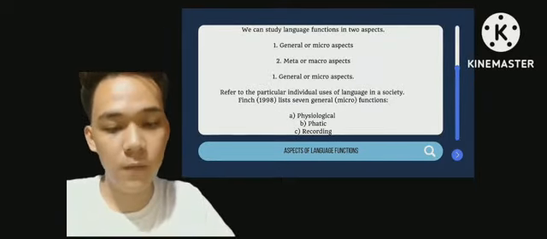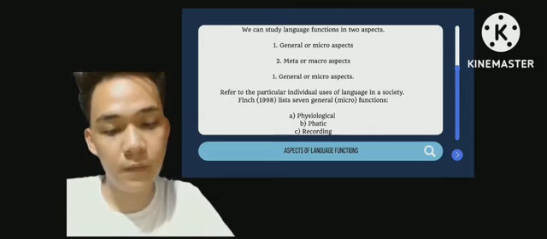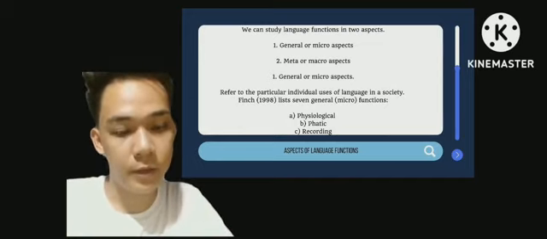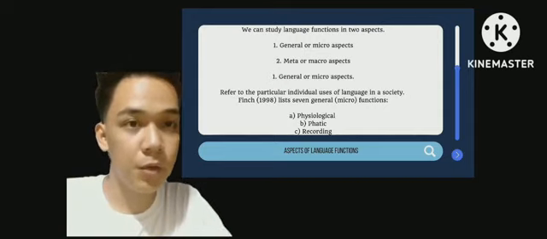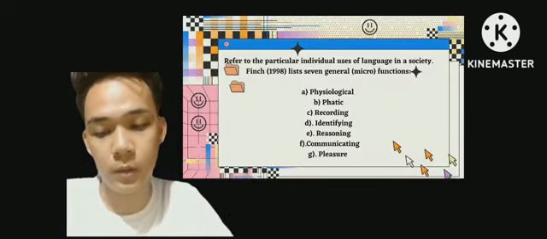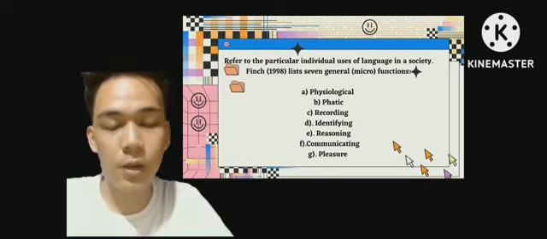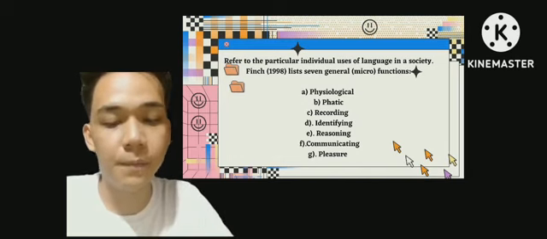The first one is microfunction, which refers to specific individual uses or the smallest possible communicative unit. Microfunctions are those which help us to identify, name things, record, release emotional energy, communicate, socialize, think, and enjoy through language. These are further categorized as follows: physiological function, phatic function, recording function, identifying function, reasoning function, communicating function, and pleasure function.